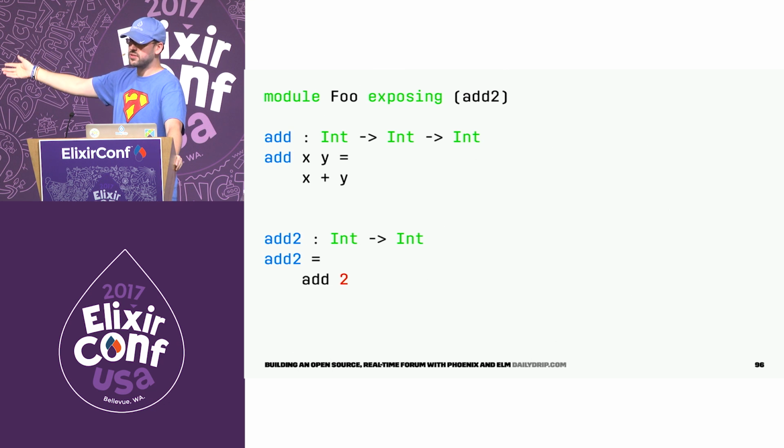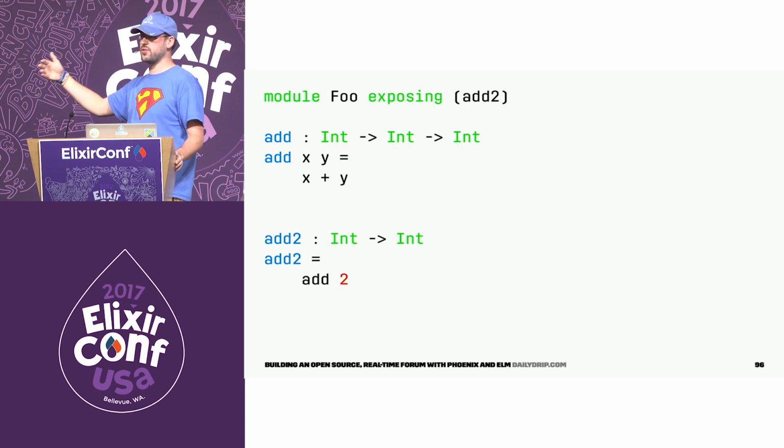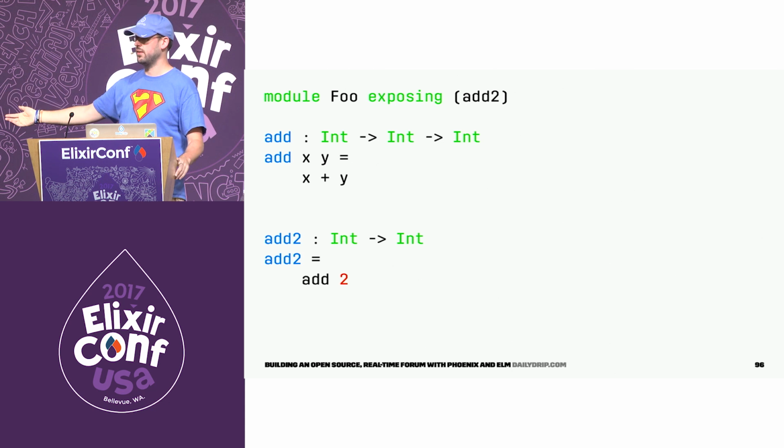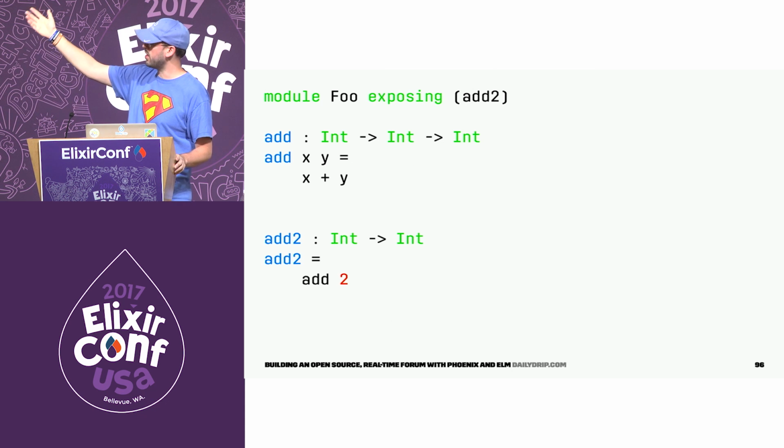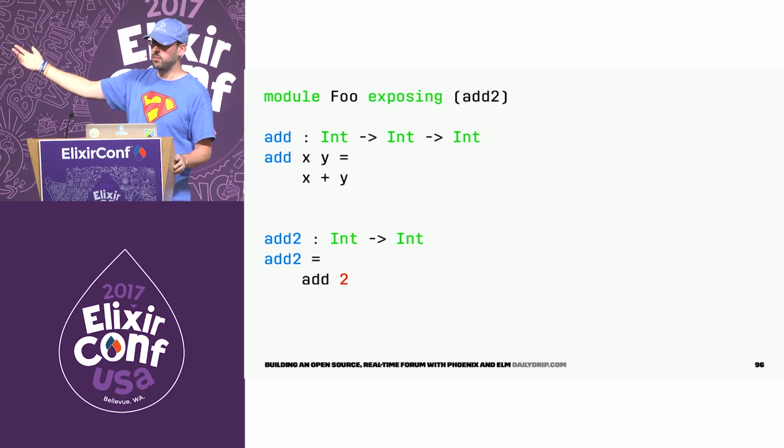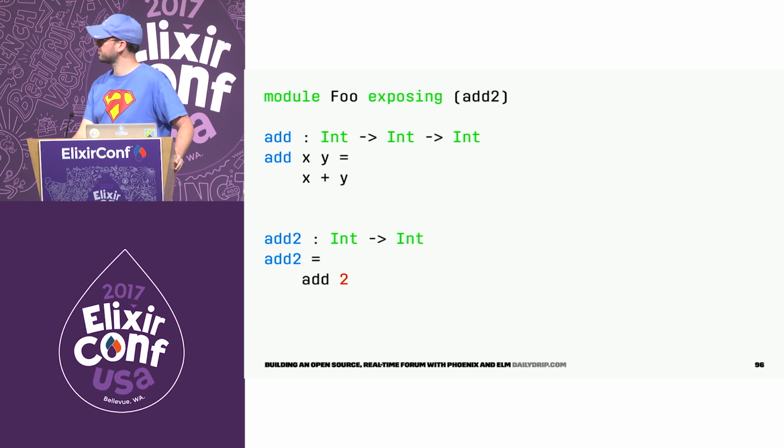So modules in Elm are very similar to the way modules are in Erlang, in as much as there's one per file. At the very top, you describe the module. This is the module named foo. It also has to be located at foo.elm, by the way. If you have a different file name or a different path, it's going to complain, which is nice because you always know where a module lives on the file system.